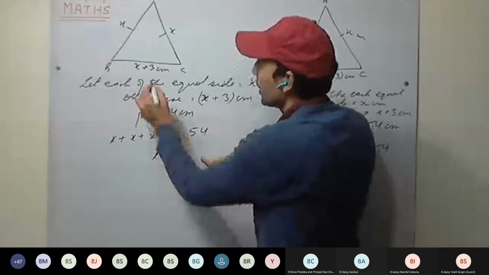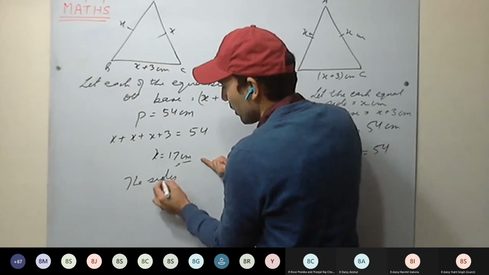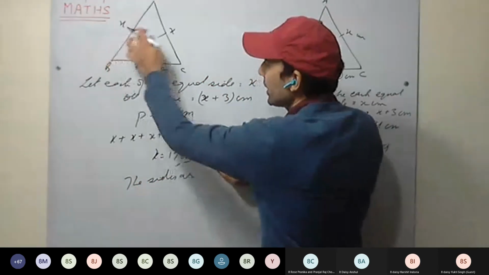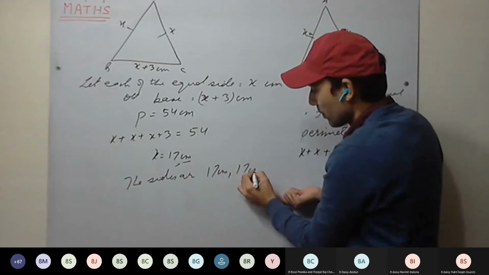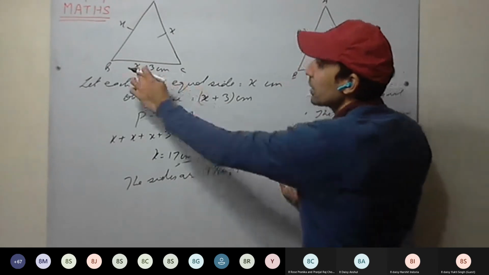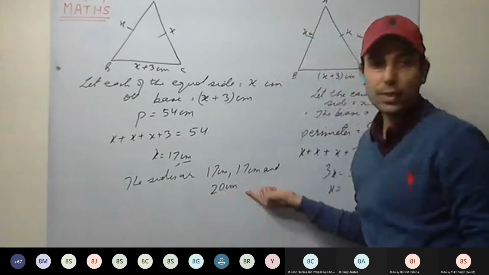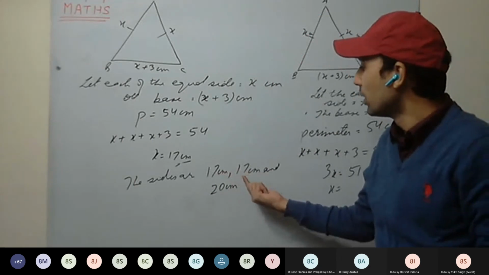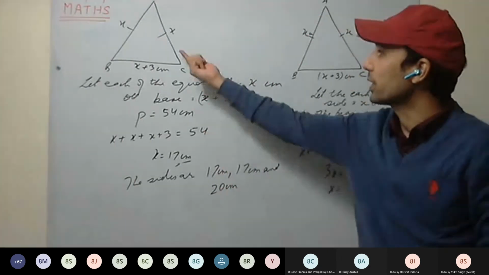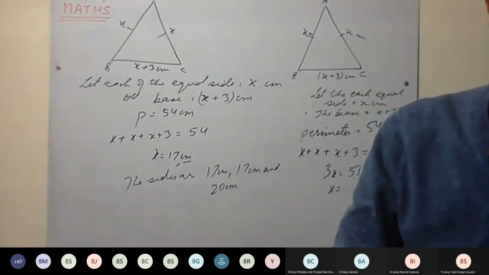17 centimeters. So the sides are how much? 17 centimeters, 17 centimeters. And the base x plus 3 is 20 centimeters. Understood now? Now you can check as well. 17 plus 17, 34. Plus 20, 54. That is, the perimeter is 54 centimeters. Okay, understood now?